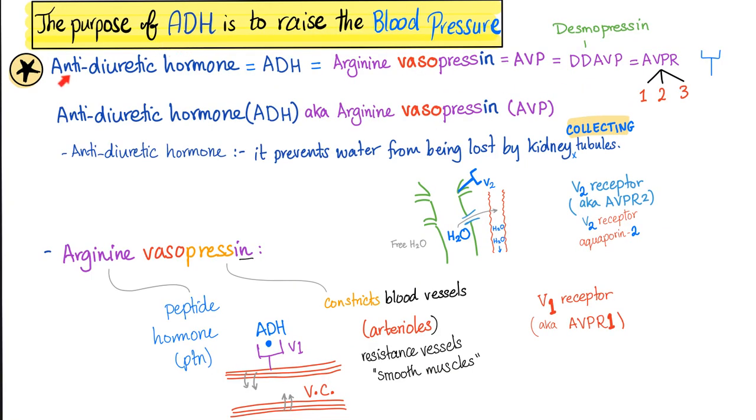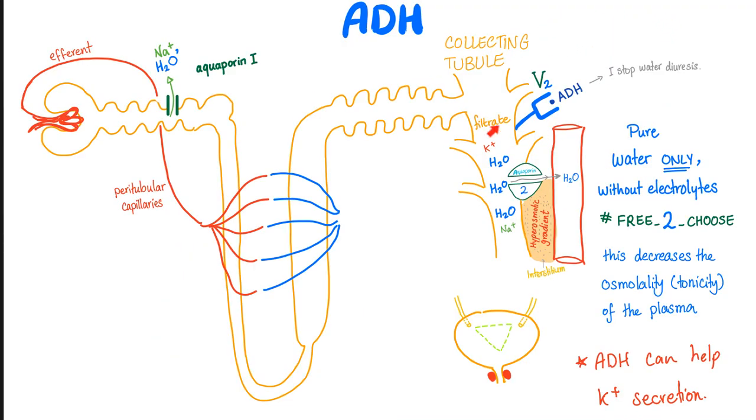ADH has many names. You can call it ADH or antidiuretic hormone or arginine vasopressin or just vasopressin or AVP or DDAVP or AVPR. I can give it to you as a medication called Desmopressin, which is similar to vasopressin. What does ADH do to the kidney? It binds to V2 receptors in the collecting tubules and then will open aquaporin 2 channels to reabsorb water to counteract the hypertonicity or the hypotension.